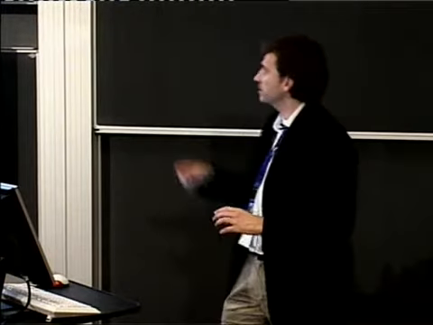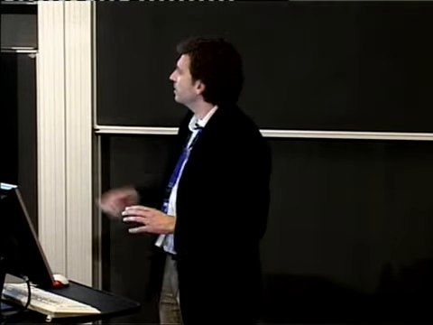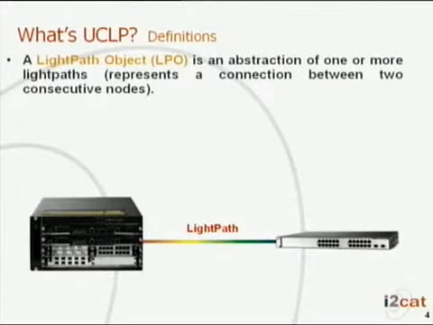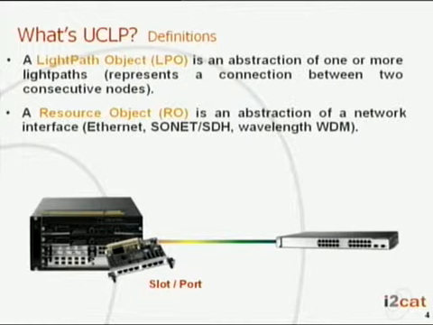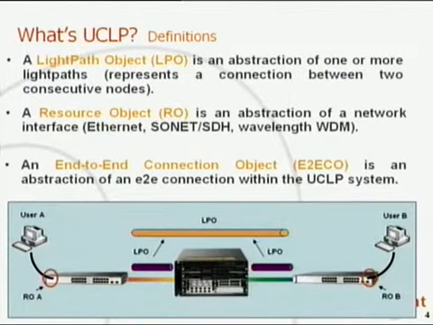Then I will just describe some of the definitions that we are using in order to develop the system. Basically, we have different services. We have the light path object. That's just an abstraction of one or more light paths. I mean, as you can see here, it's just this abstraction. Then we have resource objects. Here we have an abstraction of the network interface, okay? Depending on the technology that is being used. So Ethernet, SONET, SDH, wavelengths, and so on. And then what we have is the end-to-end connection object. That basically gathers the light path objects and the resource objects all together in order to provide the end-to-end connection.